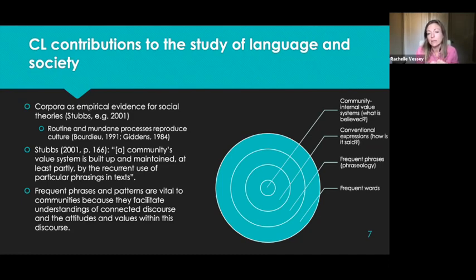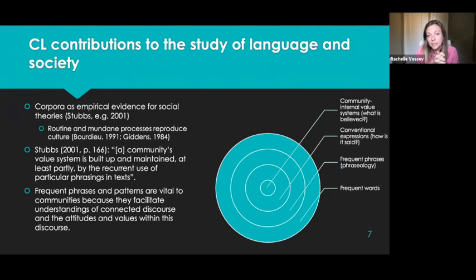So frequent phrases and patterns are vital to communities because they facilitate understandings of connected discourse and the attitudes and values within this discourse. So what I'm trying to say is that when we as corpus linguists look at things like frequent words, we're kind of just scratching the surface of a larger issue, because frequent words aren't just arbitrarily frequent. They're frequent because they occur in frequent phrases. Frequent phrases are frequent because they relate to conventional expressions. And conventional expressions help to get us at this community internal value system. So what is believed? So when we look at that superficial level as corpus linguists, we're actually trying to theorize a relation between what people say and what is believed underpinning that, a belief system.